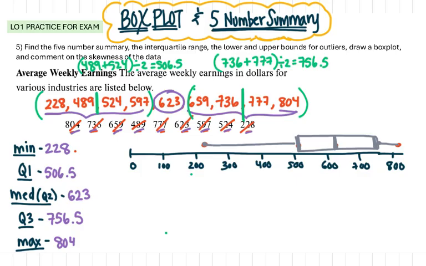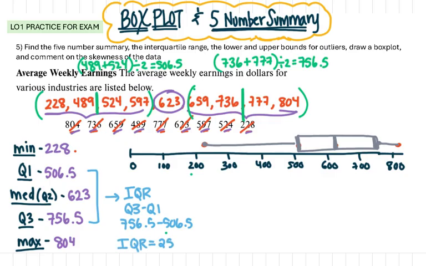Now there's a couple more things we can calculate. One calculation is called the interquartile range, the IQR. And how do we calculate that? It's Q3 minus Q1, because I want a positive number. So in this case, 756.5 minus 506.5, and we get that the interquartile range in this case is 250. Also, you can see it here. It's this distance. This distance is called the IQR, and it is 250.